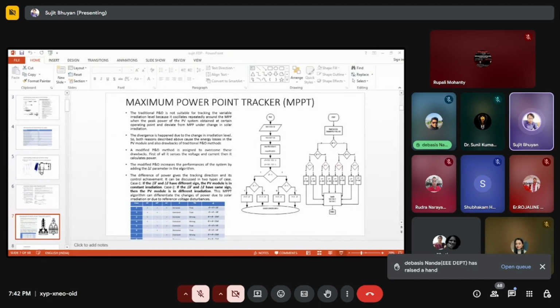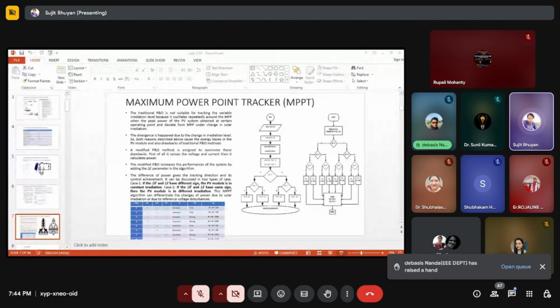That limitation is covered by the modified perturb and observe. It is appropriately tracked when the irradiation level and the power increase. Why and how? I'll show you. Let's see below. I have given a table. See, when del V and del I are positive, meaning the same sign, the PV module understands that it is a different irradiation level. If del V and del I have different signs, then the PV module assumes it is a constant irradiation. This makes the modified perturb and observe more reliable than the simple one.